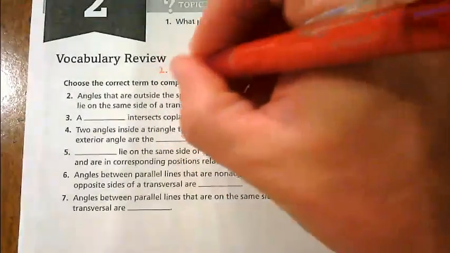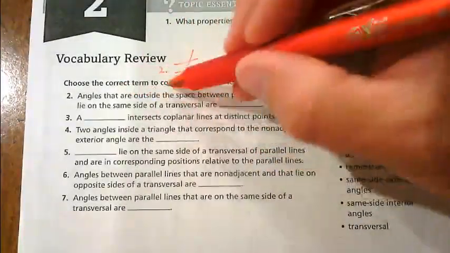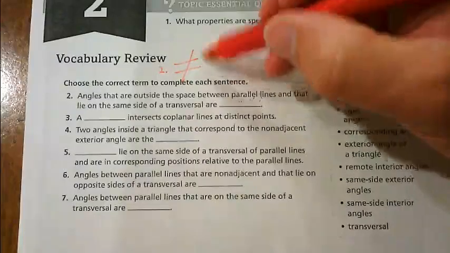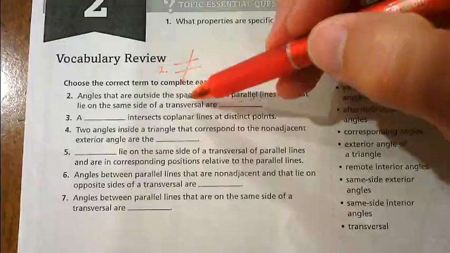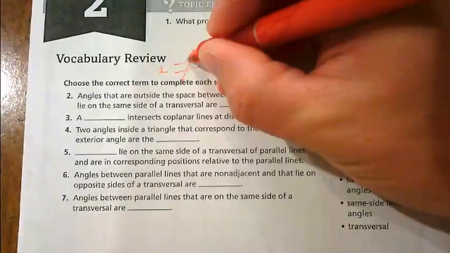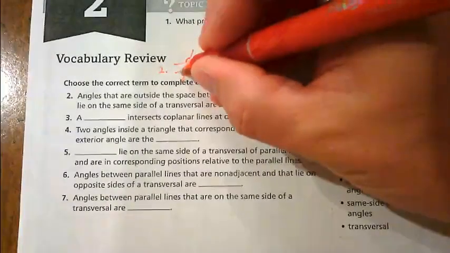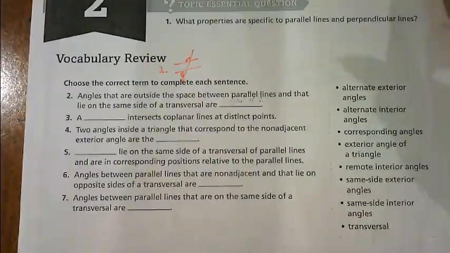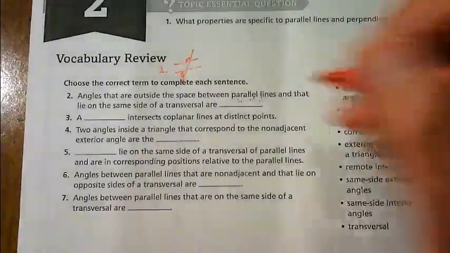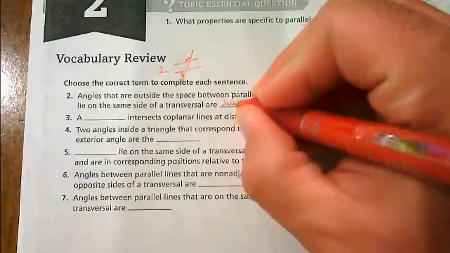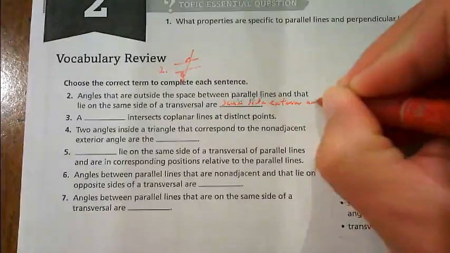So again, we have parallel lines cut by a transversal, and it's saying the angles that are outside the space between parallel lines, so on the exterior, and that lie on the same side of the transversal. So for example, this angle and this angle, they're outside the parallel lines, but they're on the same side of the transversal. This would be same side exterior angles.